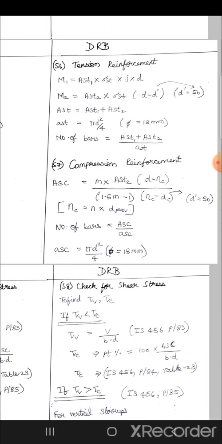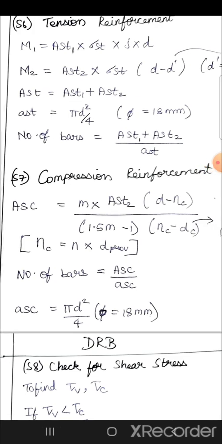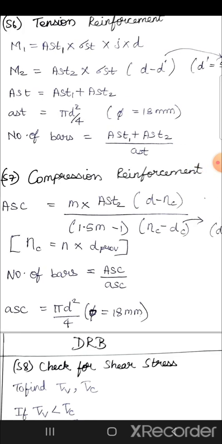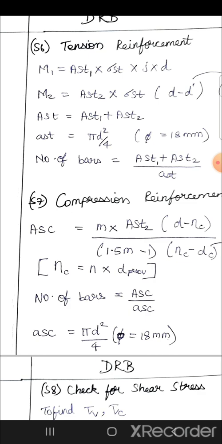Next, for doubly reinforced beam, tension reinforcement: number of bars formula is AST1 plus AST2 by small AST. So small AST formula is pi D square by 4. D is taken as 18 mm. We assume it. Next, AST1 formula is M1 equal to AST1 into sigma ST into J into D.